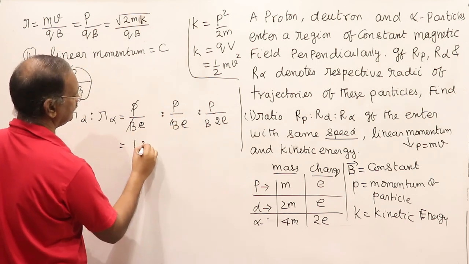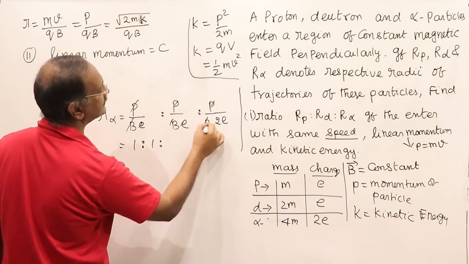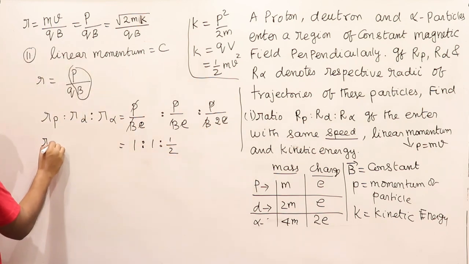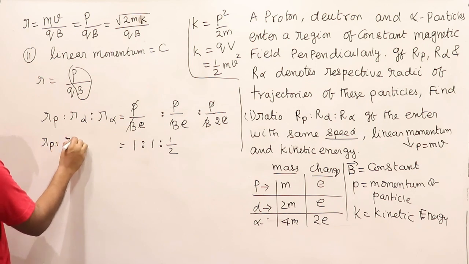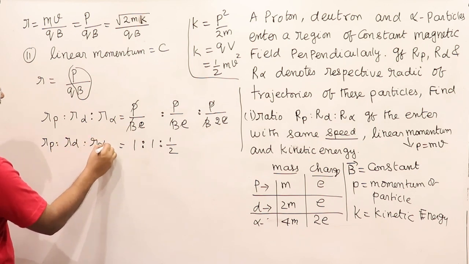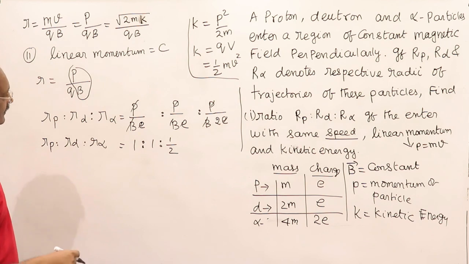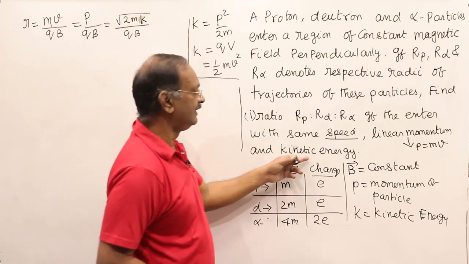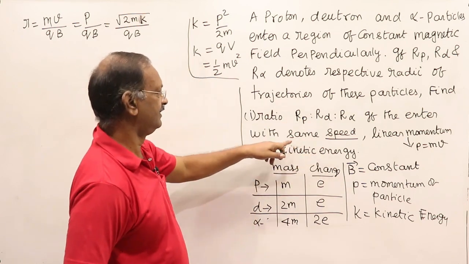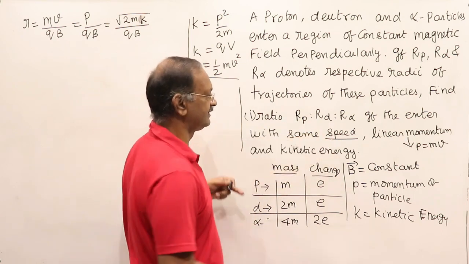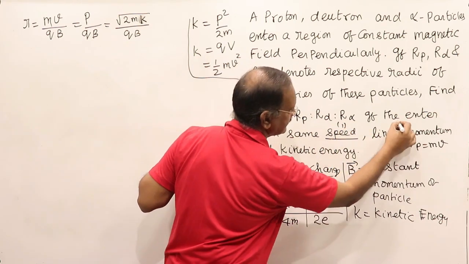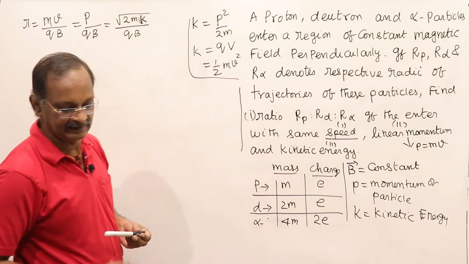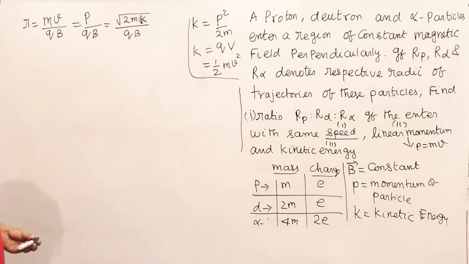This cancels, 1:1:1, we cancel the common factor, half. So therefore R of P is to R of D is to R of alpha is in this ratio, in this second given condition. For the third condition, the kinetic energy is constant. The first condition was the same speed, the second condition the same linear momentum, and now the same kinetic energy, if it is entering with the same kinetic energy.